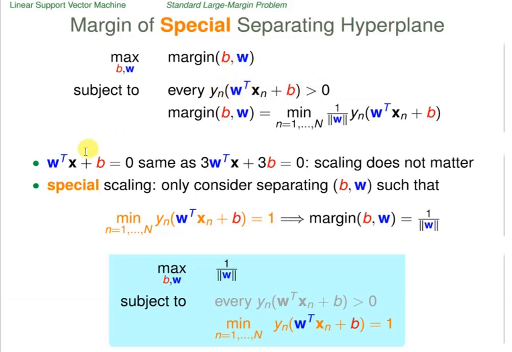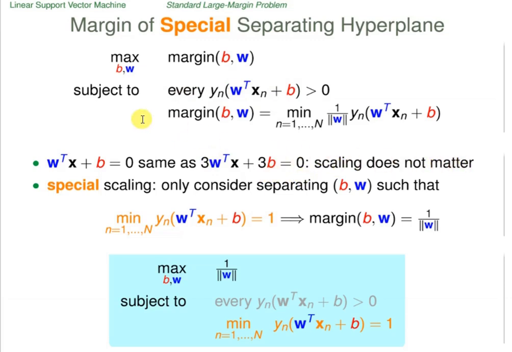All right, so w transpose x plus b equal to 0 would be the same as 3 w transpose x plus 3b equal to 0. The scaling here doesn't matter. The magnitude of this signal doesn't matter. The condition here is the sign of the signal. The sign of the signal matters more than the magnitude. So scaling doesn't matter.